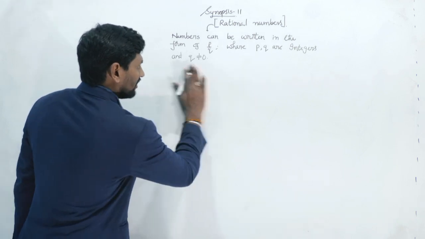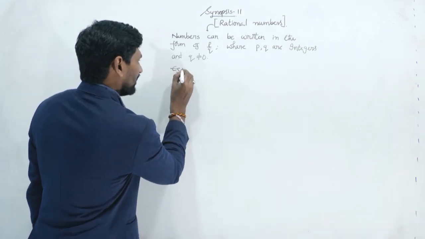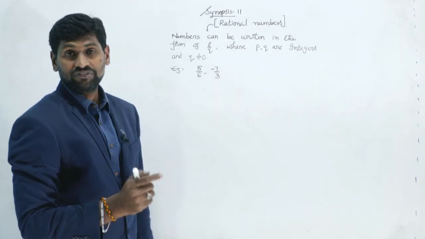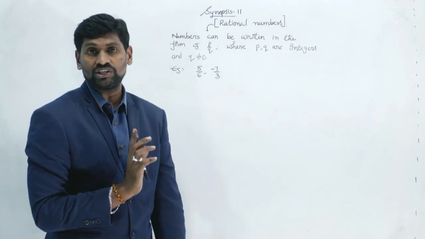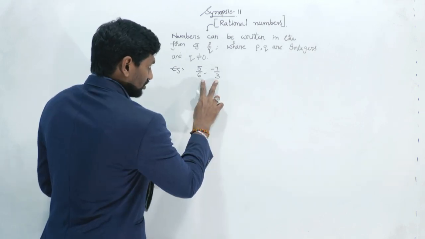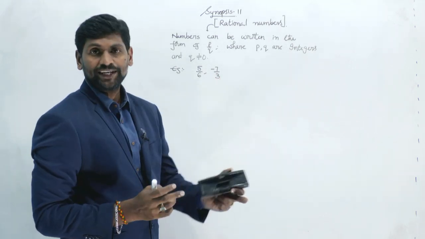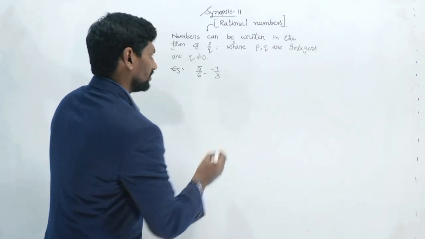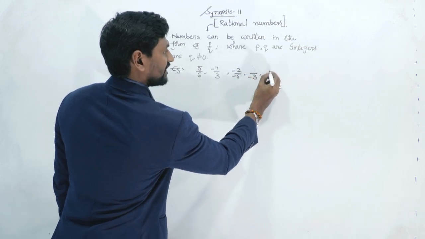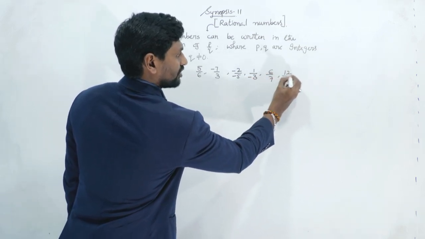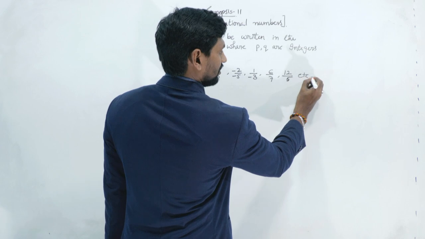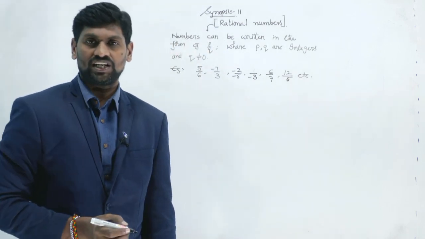So for example, 5 by 6, minus 7 by 3. While you are checking the fractions, they are always positive numbers. There is no negative number in the fractions. So this is negative, see, minus 7 by 3. Negative part. That means it is a rational number. Minus 2 by minus 5, 1 by minus 3, 6 by 7, 12 by 5. These are all rational numbers. Examples for rational numbers.